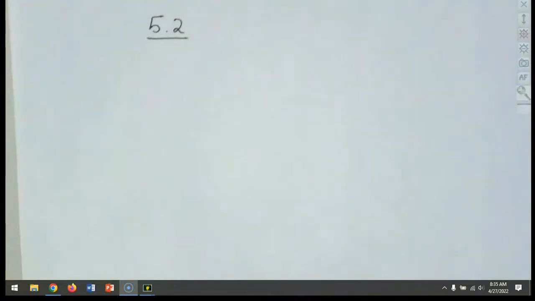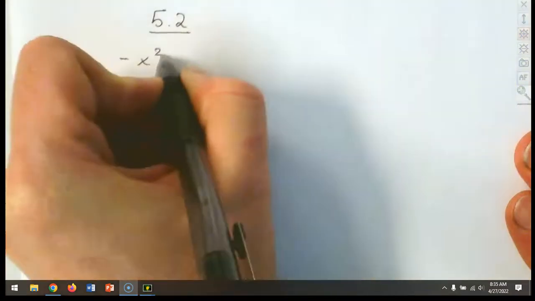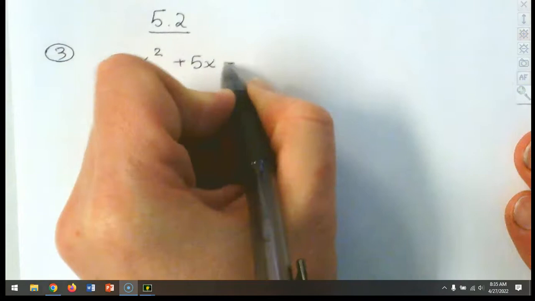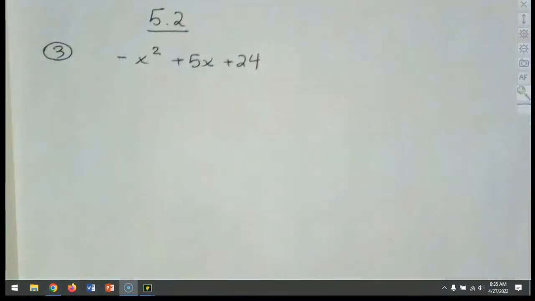Right, so we're going to go ahead and begin with 5.2, and we're going to start with question number 3. And these are trinomials because they have our 3 terms. And we have a minus x squared plus 5x plus 24. So this is where we're going to begin in 5.2 with this question.